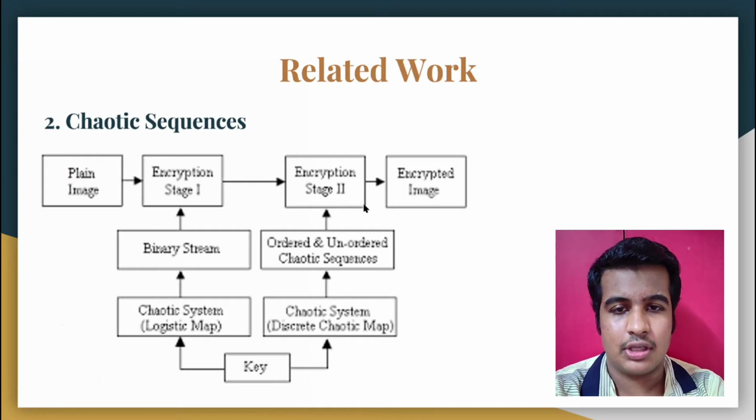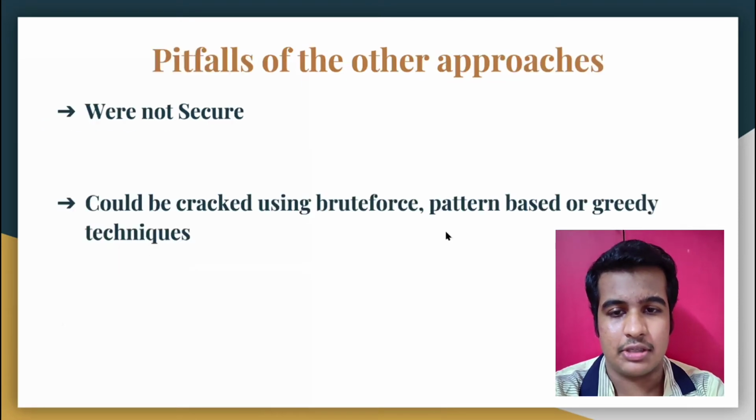Another approach is chaotic sequences. These are nothing but almost random sequences, but they are to some extent predictable, though not completely. Hence they are termed chaotic. In this approach, chaotic sequences are generated using a chaotic function where the key is given as an input. After combining these sequences with the pixels, we get the encrypted image.